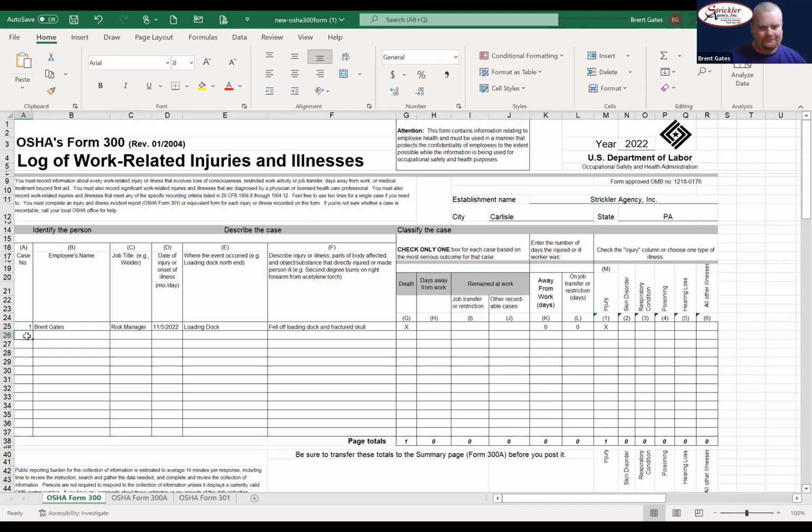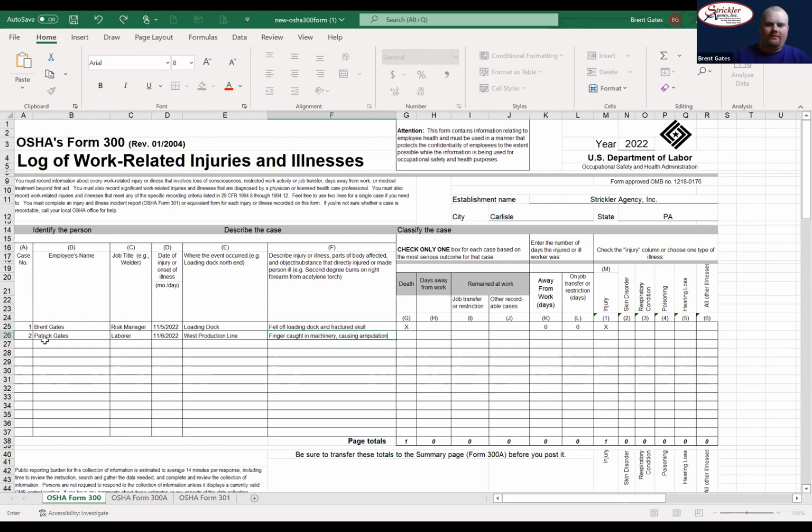Now we're going to do a second entry. We're going to use my brother's name here, Patrick Gates, and he is a laborer. This happened on 11/6 of 2022. It occurred in the west production line. And Patrick got his finger caught in machinery, causing amputation. Again, we don't need a whole lot of detail in this area here, just enough information of what happened and the result of the injury.